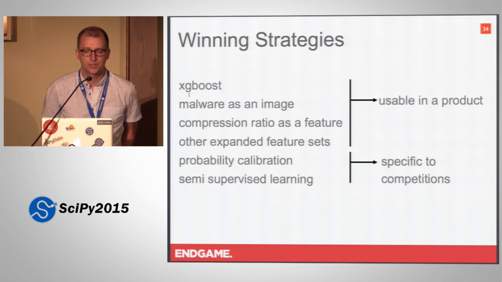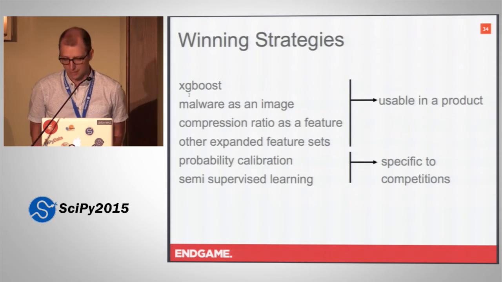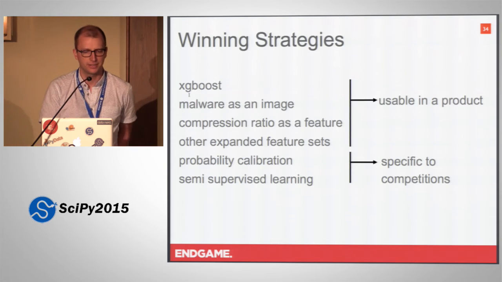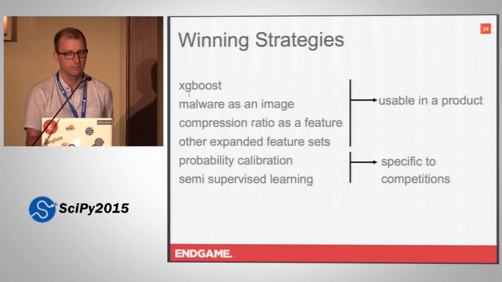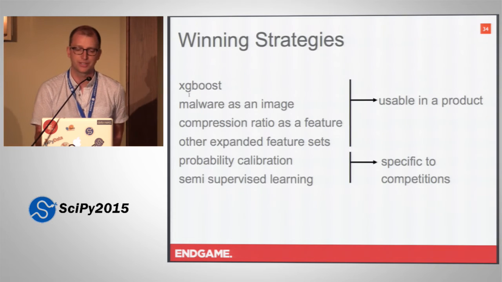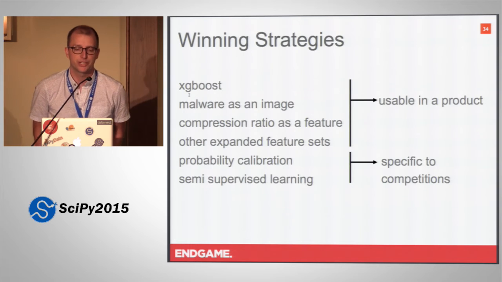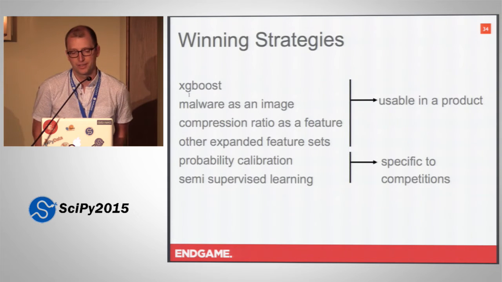XGBoost is an open source implementation of that same model that I used in scikit-learn. It does have good Python bindings, and I think a lot of the teams in the competition found that it gave better performance. And then the rest of those listed under usable in a product are other features that maybe I could have used. Malware as an image, the compression ratio, and other things.